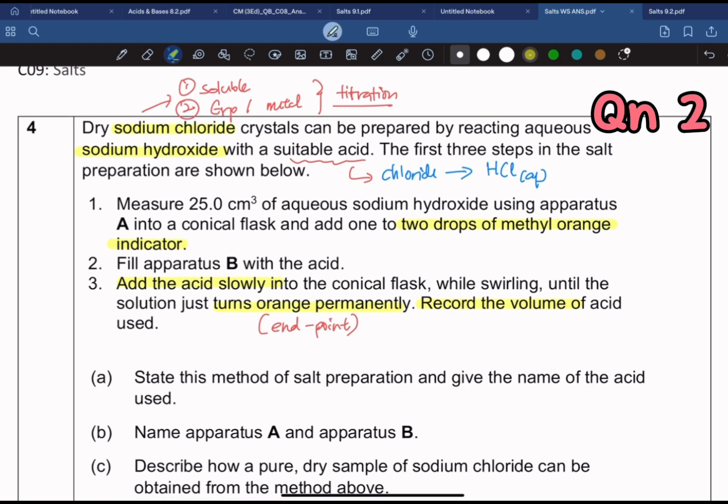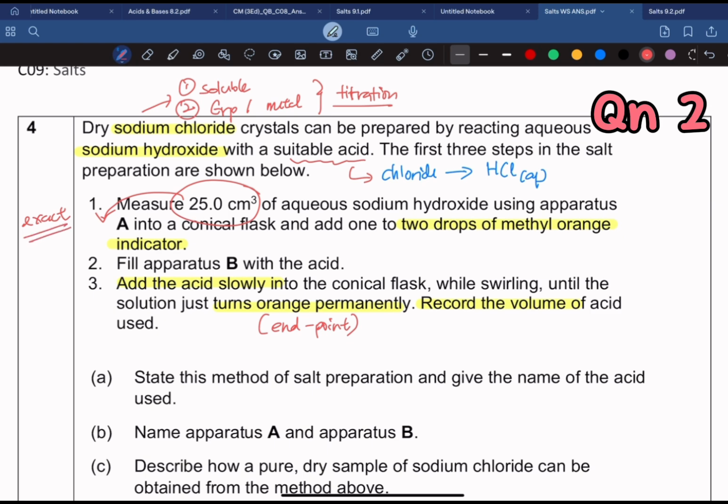Part A, we know already: titration, and the acid is hydrochloric acid. Part B, apparatus A and B. Now, many of you didn't get this right. You see, measuring 25 cm³ of solution using A, this is an exact volume.